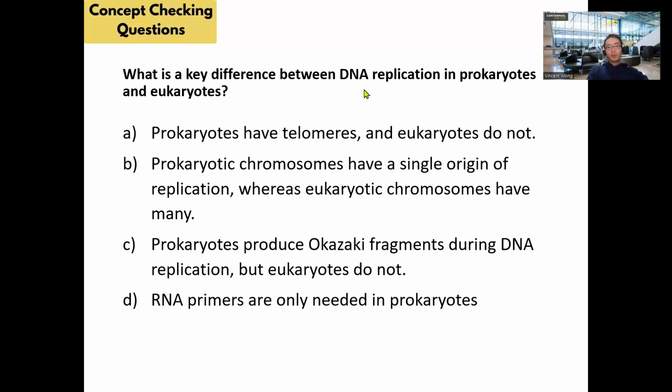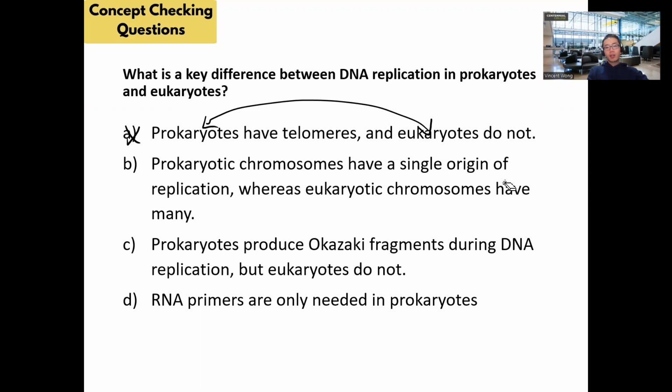What is the key difference between DNA replication in prokaryotes and eukaryotes? Prokaryotes have telomeres and eukaryotes do not. That is not true. It's the other way around. We are the ones who need the telomeres because we have linear DNA, right? We're the ones whose DNA gets shorter and shorter every time. So we need the telomeres. Prokaryotes don't need them because they have circular DNA.